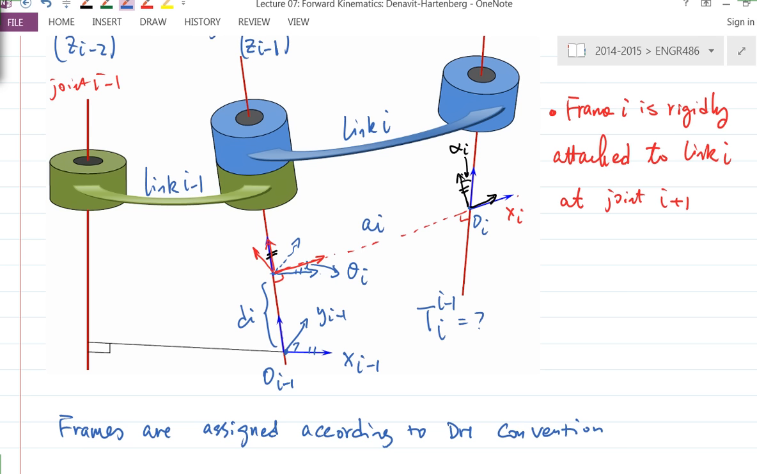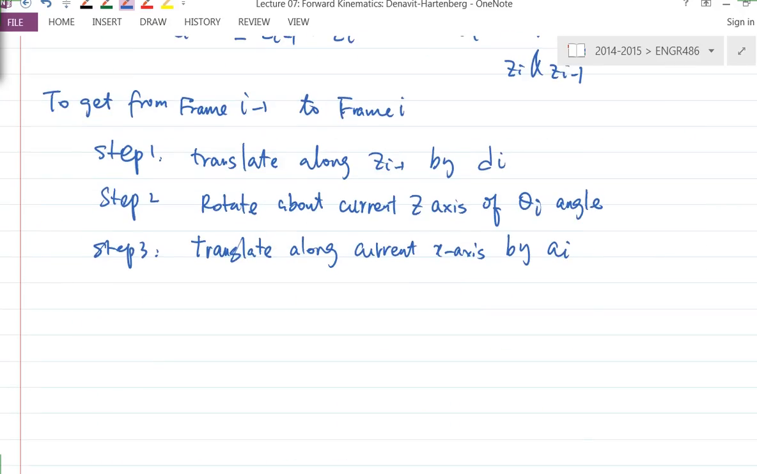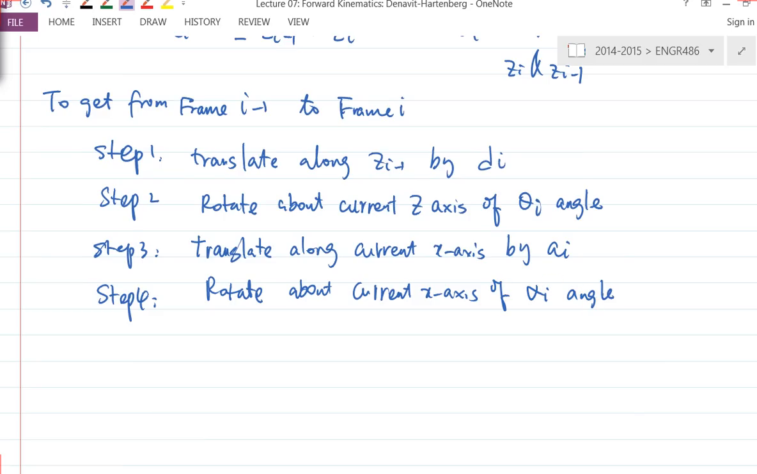So with this last step here, step four, rotate about current x-axis of alpha I angle. With these four steps, you successfully moved the previous frame I minus one to frame I, right? By going through these steps here.